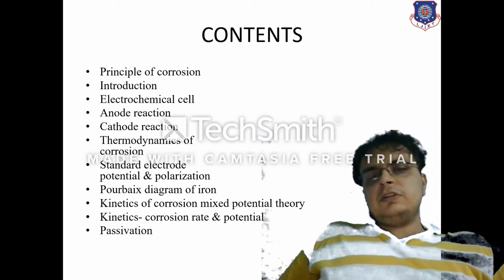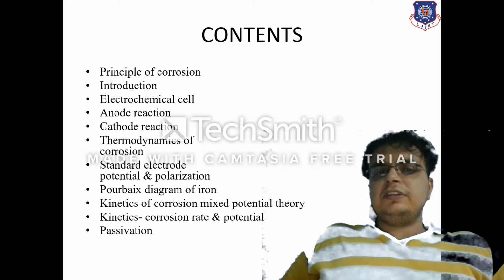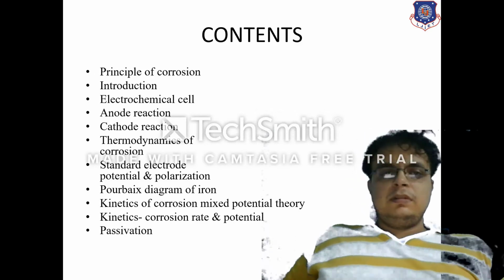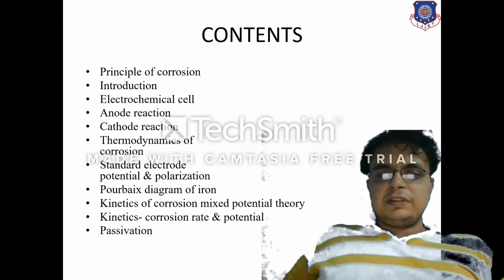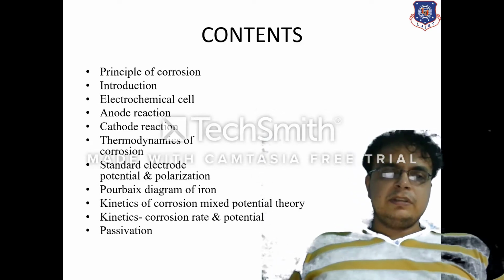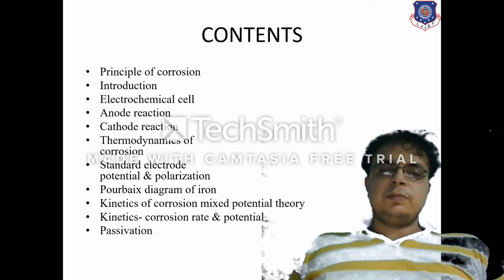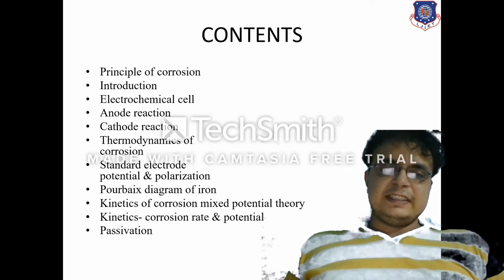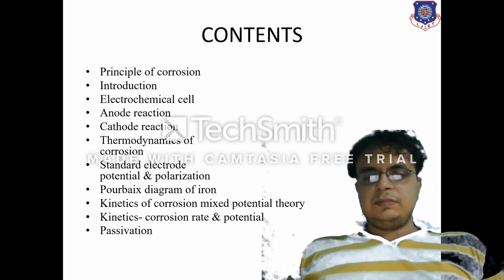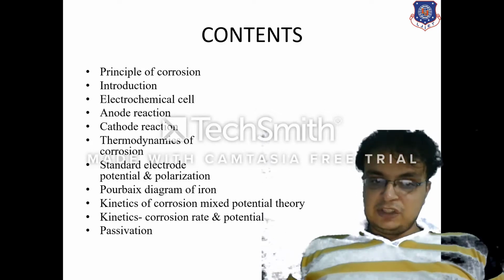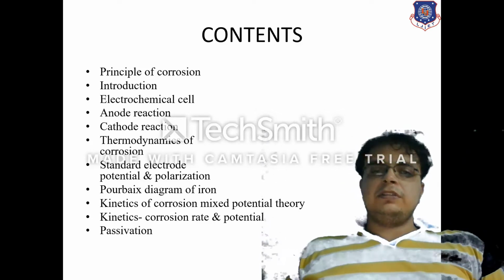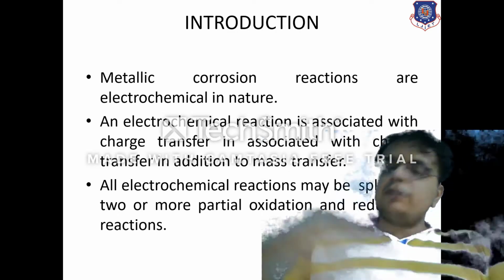The content that we are going to discuss is the principle of corrosion: introduction, electrochemical cell, anode reaction, cathode reaction, thermodynamics of corrosion, standard electrode potential and polarization, Pourbaix diagram of iron, kinetics of corrosion, mixed potential theory, and passivation. These are all the things that we are going to discuss in the online session. So let's start with the introduction.